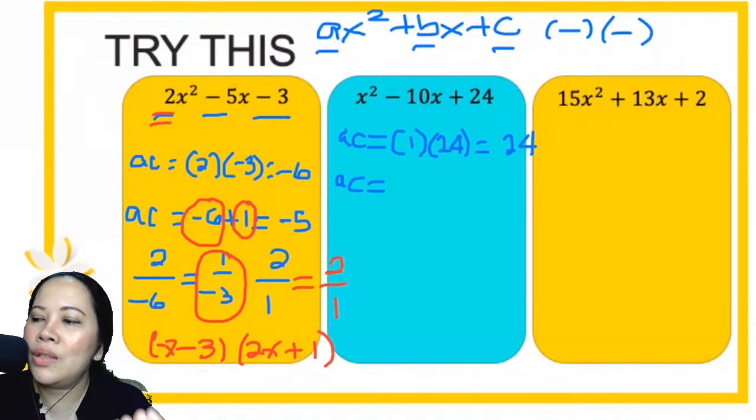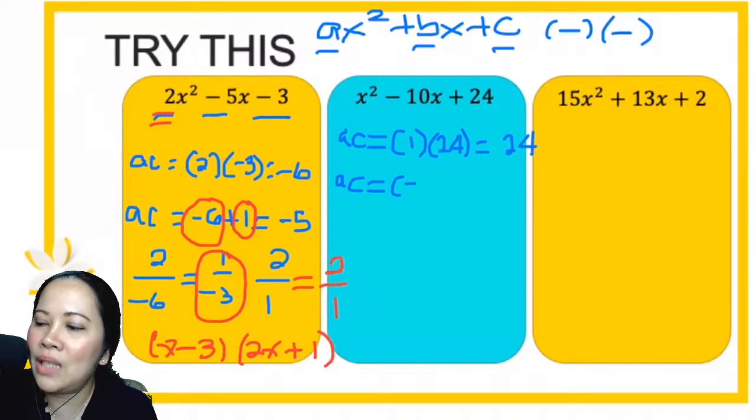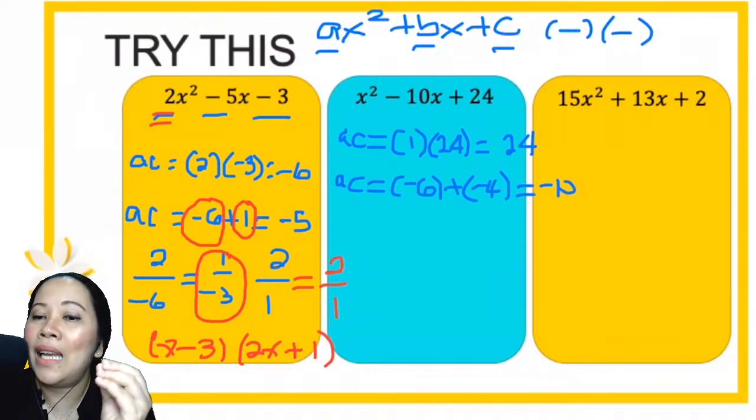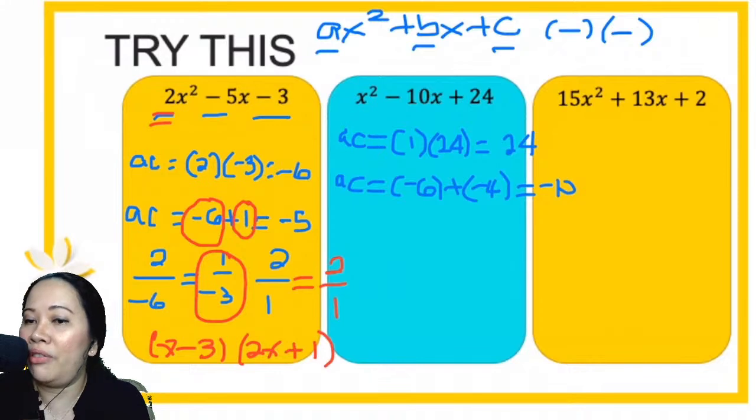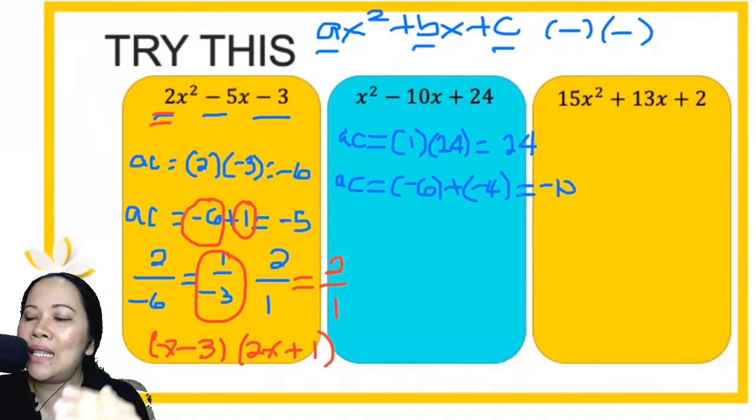Okay, so what are factors of 24 that will give you a 10? It's 6 times 4, right? So you have negative 6 plus negative 4 will give you a negative 10. Negative 6 times negative 4 is 24, which is positive. Negative 6 plus negative 4 is negative 10, which is your middle term. Okay, again, first step, multiply A and C. Second step is find those factors of your product of AC to get the middle term. So 24 is 6 times 4. So since the middle term is negative 10, therefore it's negative 6 plus negative 4.